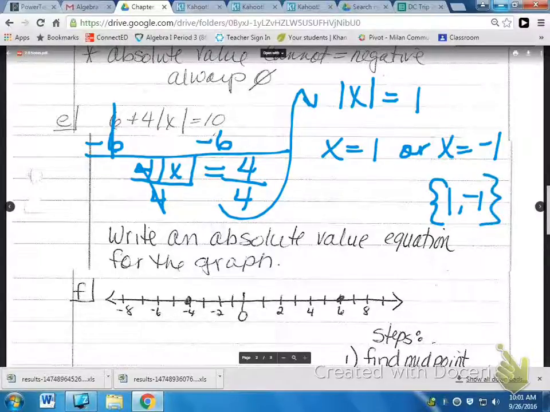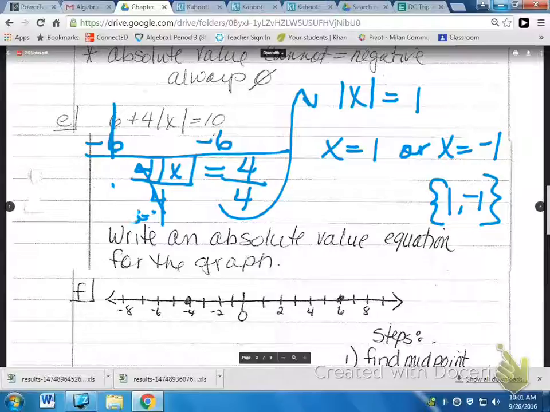I do want to say that if you would get one where you would solve it and it would come down to, let's say, x plus 3 equals 1. Well, then you'd have to go one step further when you rewrote it. You'd say x plus 3 equals 1 or x plus 3 equals negative 1, and then go from there. Okay, so that could be a possibility.